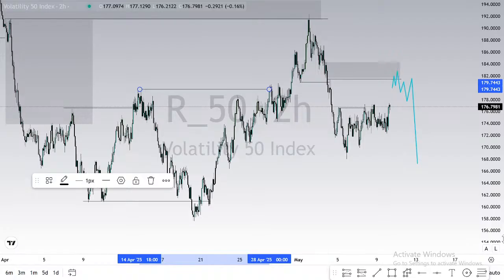Okay, explain why you wouldn't take a buy again on V50. Because it is not giving a clear direction. That is why I am not going to take a buy right now.